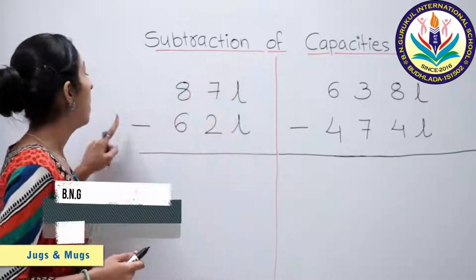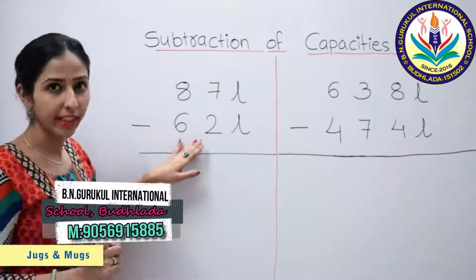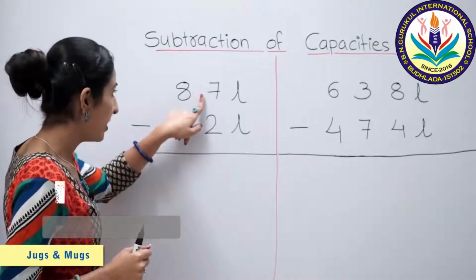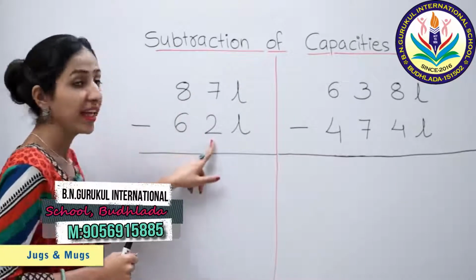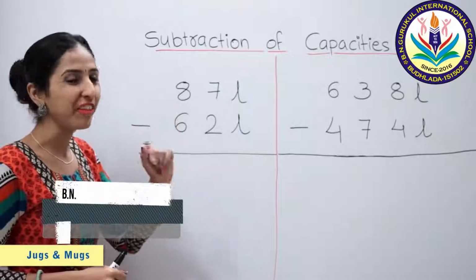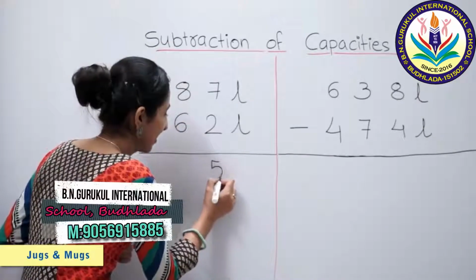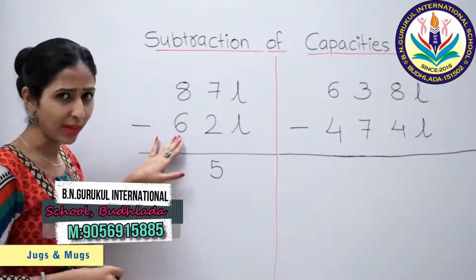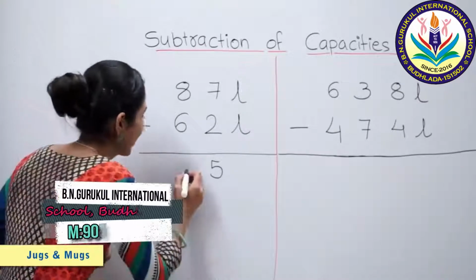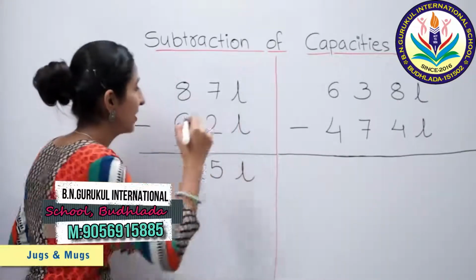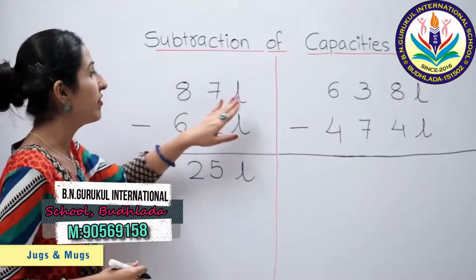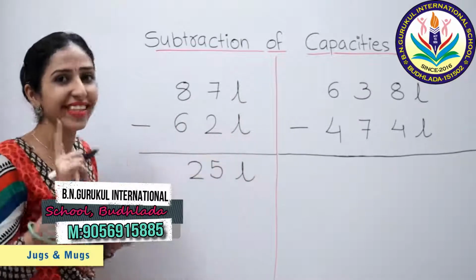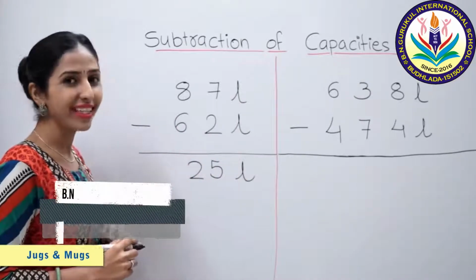87 liters minus 62 liters is equal to how much? Let's count. 7 minus 2 is equal to 5. 8 minus 6 is equal to 2. So, 87 liters minus 62 liters is equal to 25 liters.